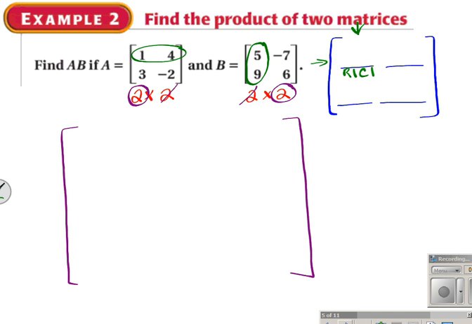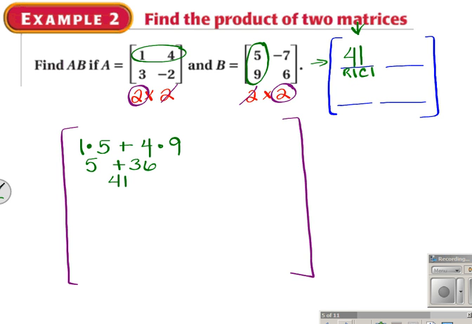Okay, so first element 1 times first element 5 plus second element 4 times second element 9. We get 5 plus 36, which is 41. So our first element here is 41.